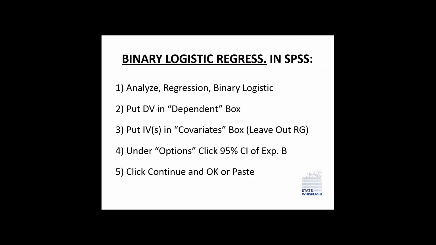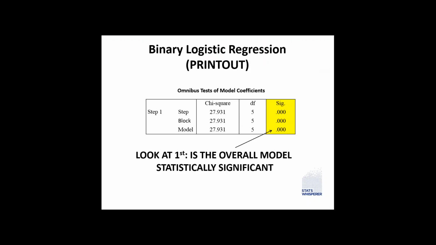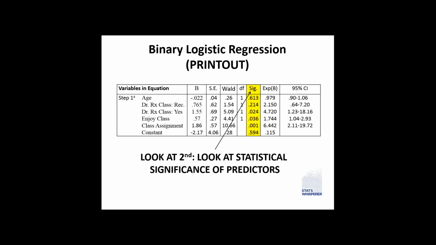All right, so we've gone over this. Now, the first thing to look at, there's one table marked omnibus test of model coefficients, right? This tells us that the whole model is statistically significant, just like the linear regression. If it is, we go on. If it's not, we stop. We see it's way below 0.05 at 0.0000, so we go on.